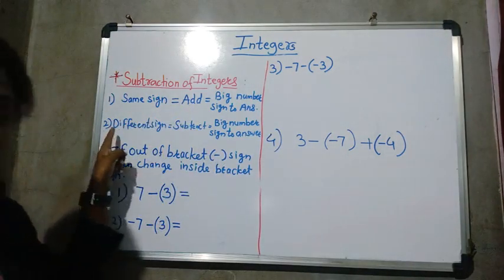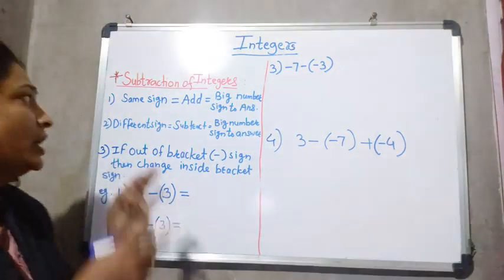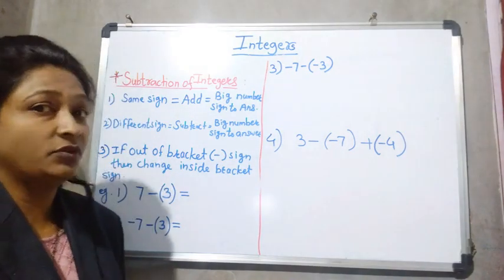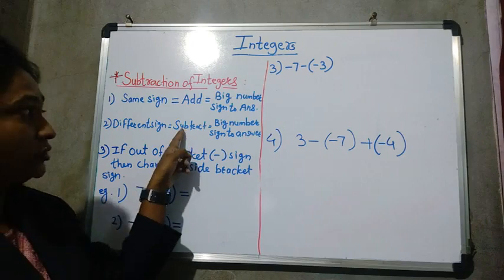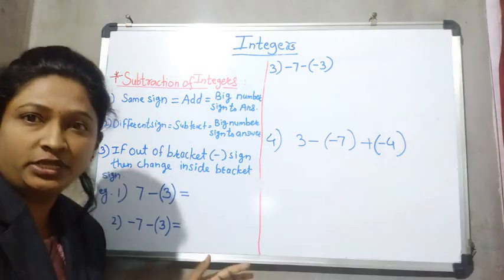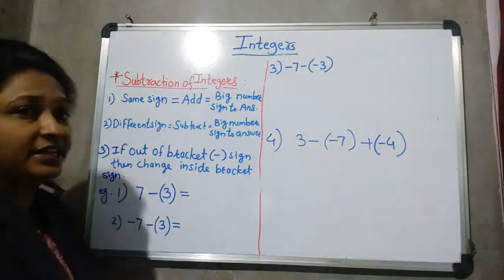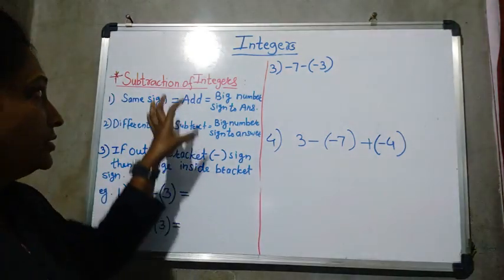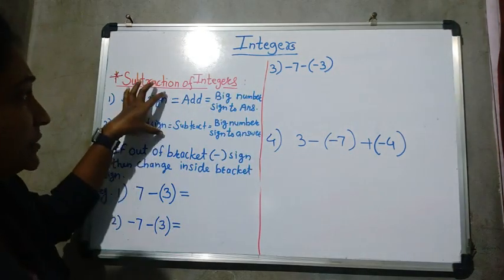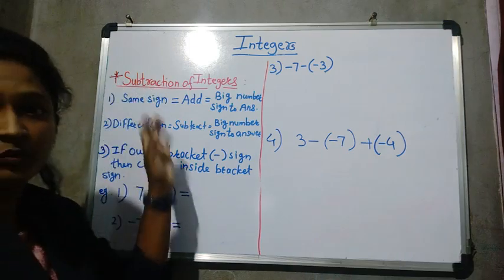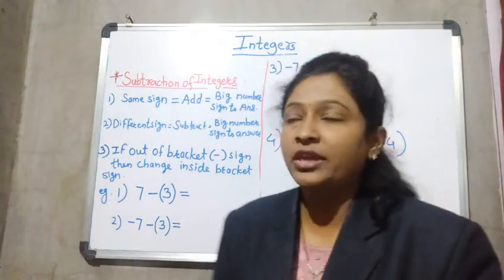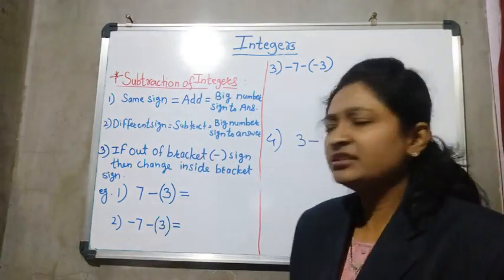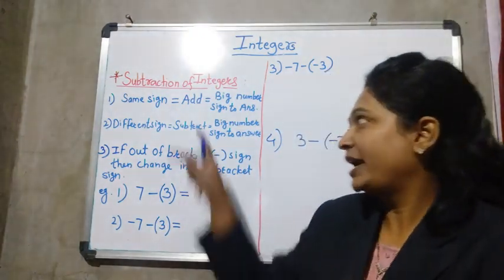Now if there is a different sign, what do we do? If the two numbers have different signs, one positive and one negative, we have to subtract the two integers, because they have different signs. And for the answer we give the sign of the bigger number. These same rules are there for addition. So please learn these two rules by heart. If you understand them, integers are very easy for you.